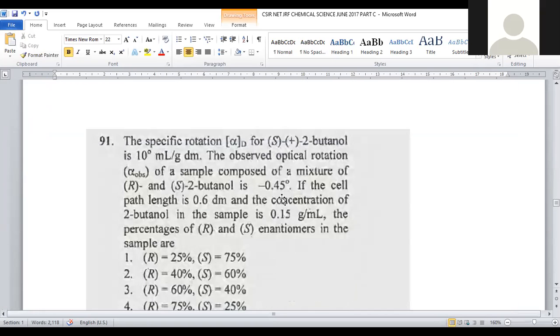Question number 91. The specific rotation [α] for S-(+)-2-butanol is 10 degrees mL per gram decimeter. The observed optical rotation α observed of a sample composed of a mixture of R and S 2-butanol is minus 0.45 degrees. If the cell path length is 0.6 decimeter and the concentration of the 2-butanol sample is 0.15 gram per mL, the percentage of R and S enantiomers in the sample are.